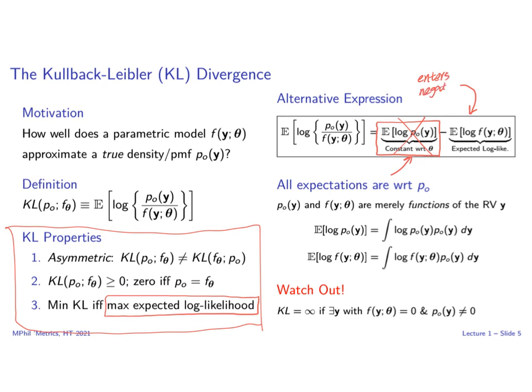And that's why it turns out that there's an intimate relationship between the Kullback-Leibler divergence as a way of measuring the quality of a model's approximation and maximum likelihood estimation.